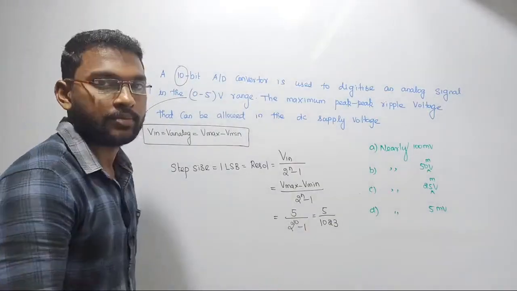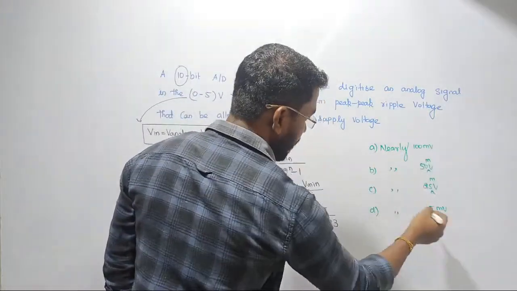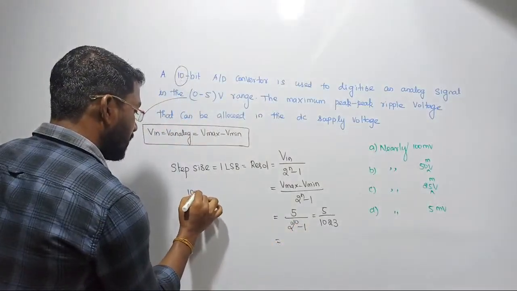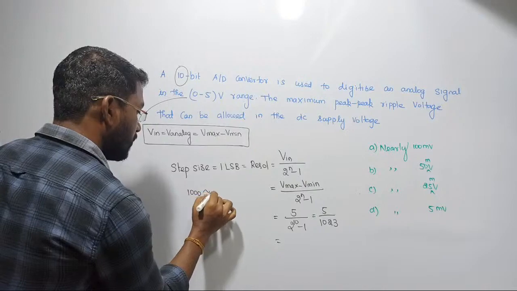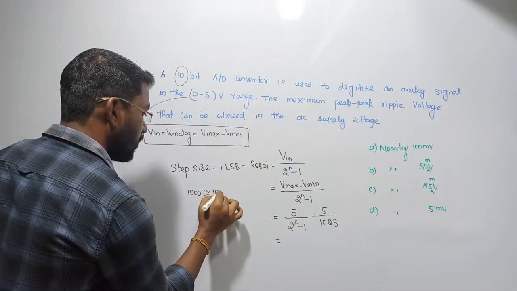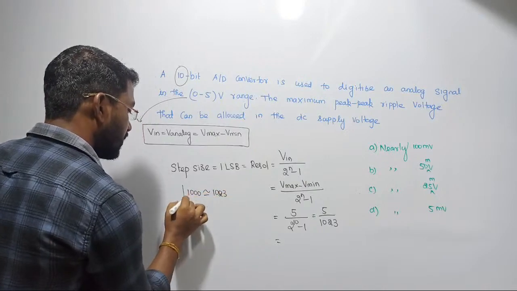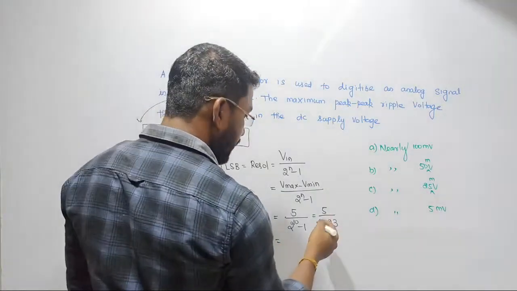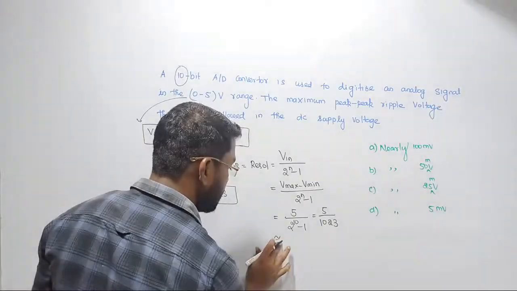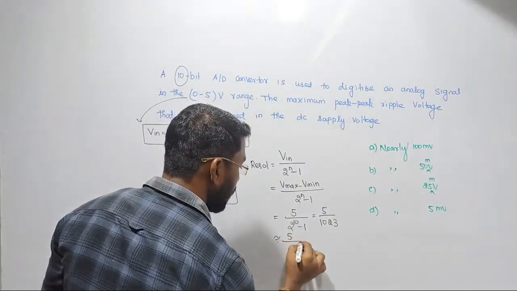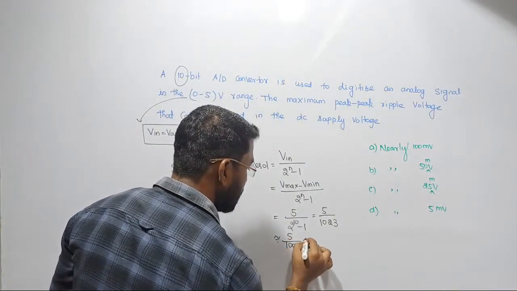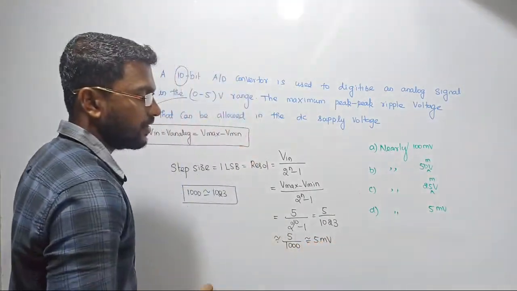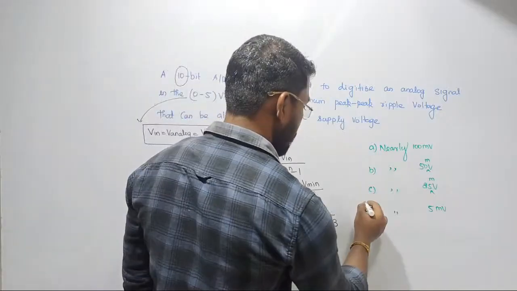1023 is approximately 1000 only. They have asked for the nearer answer, so we can directly approximate it. 23 is close to 1000. So our approximated answer is 5 upon 1000, which is equal to 5 millivolts. Correct? Directly we can say. Fine. Which is our answer? Option D.